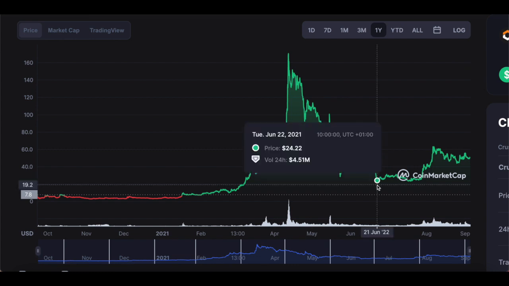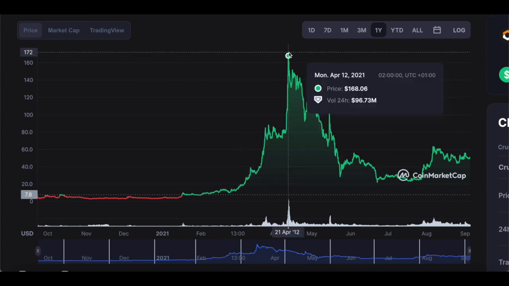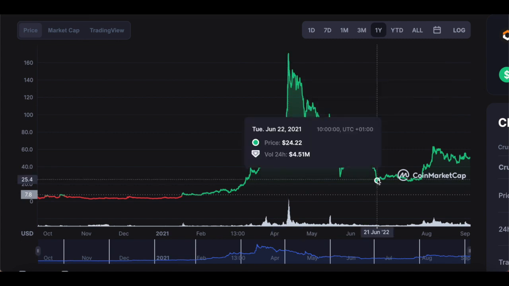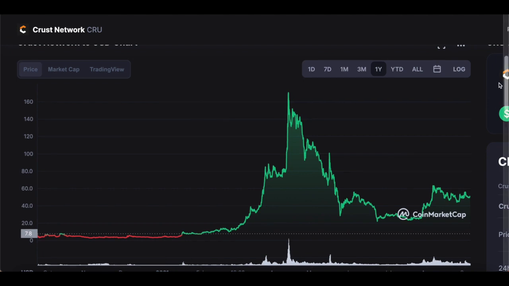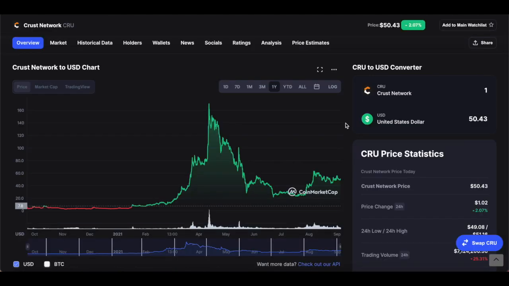However, in the middle of June this year, on the 22nd of June, the price actually fell to $24. That's remarkable. But even more strange is that the 24 hours trading volume went from 96 million in a given 24 hours trading period to around 4.5 million. How does it go from 96 million to 4.5 million? That's crazy. I mean, I get it. The price fell a lot from $168 to $24. That's a huge loss. How did it lose so much volume in a given 24 hours trading period?